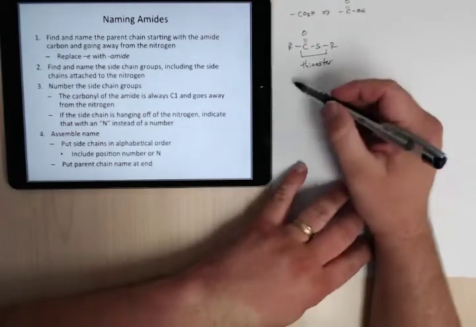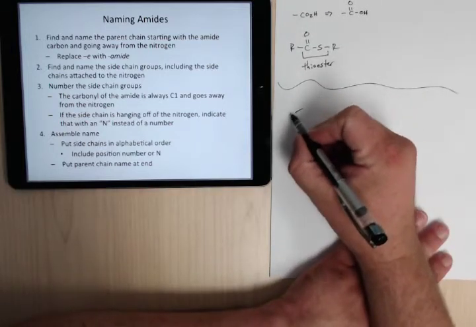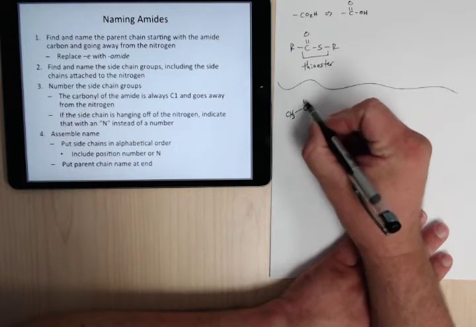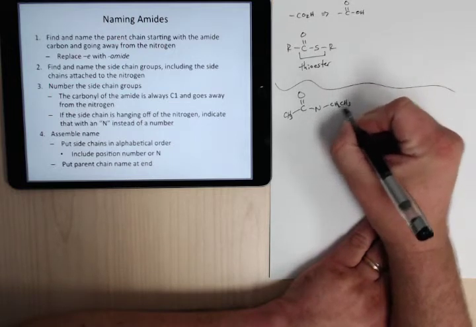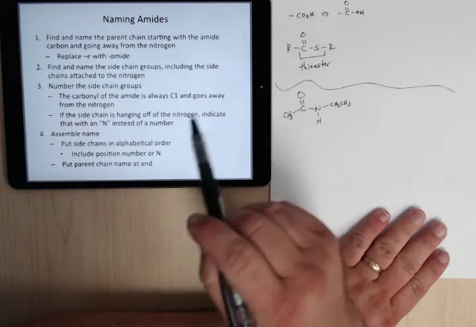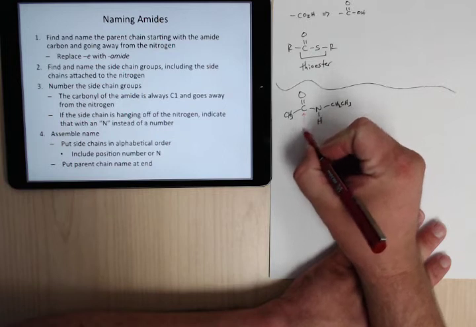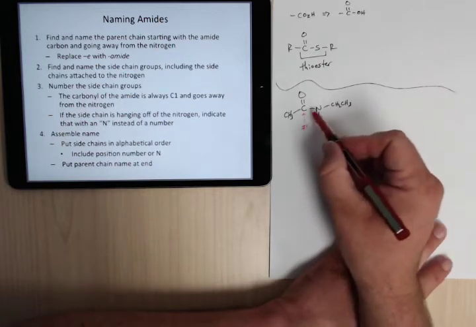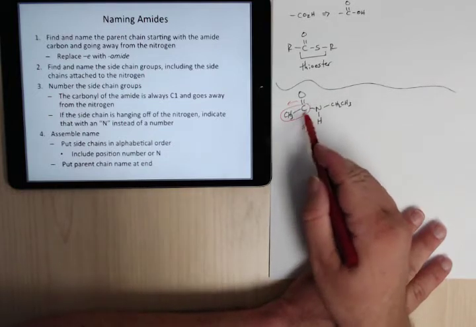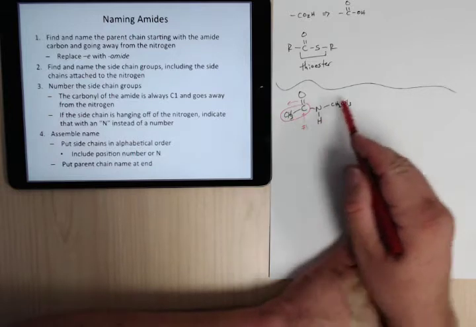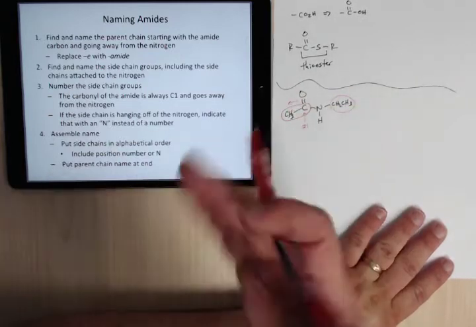Okay, so naming of amides. Now this one actually makes a little bit more sense. So let's say it's a very simple amide. Let's say here, CH2, CH3. The main chain is always going to start here. That's always going to be number 1, and it's always going to go away from the nitrogen. With the simple one, there's the main chain here. You could say this then becomes a side chain.